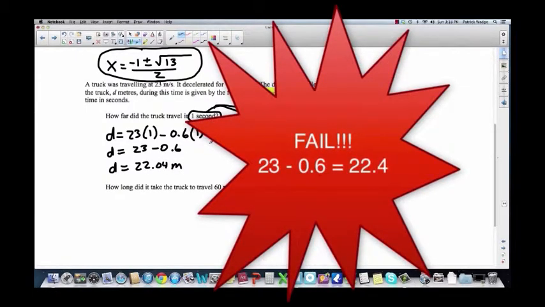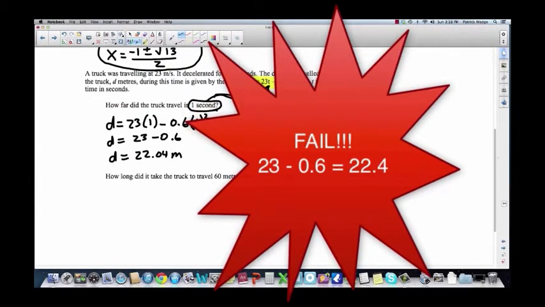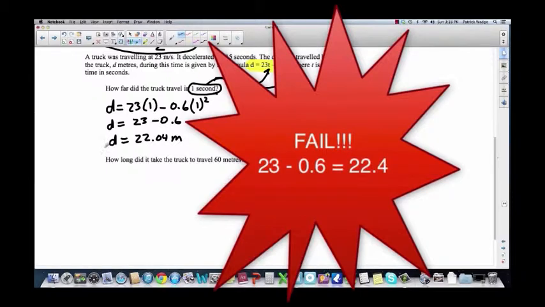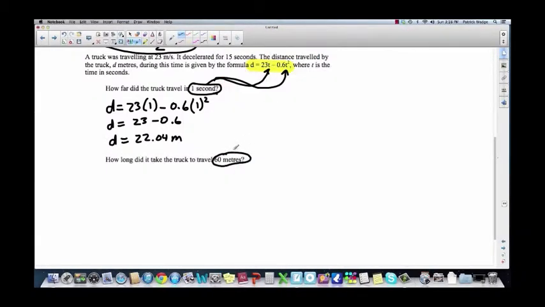Alright, we didn't have to do any real solving, like no quadratic formula or anything in that one. It's the second part of the question that you're going to have to do something like that. How long did it take the truck to travel 60 meters? Distance or time? Distance, so you're going to put it in here. So you get 60 equals 23t minus 0.6t squared. Oh boy, that looks complicated.